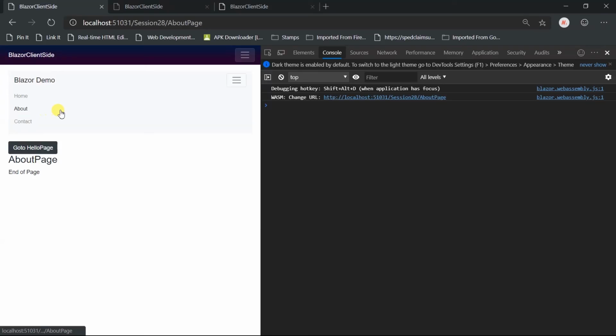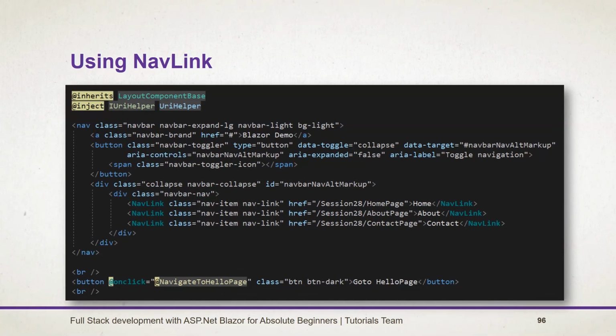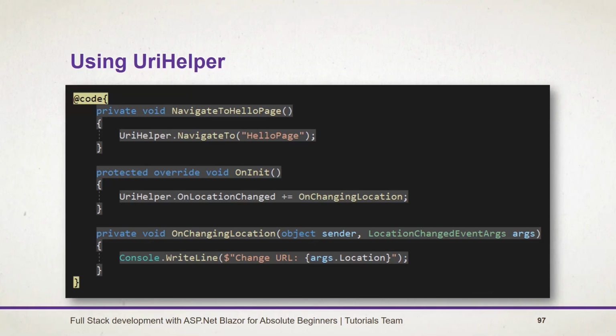Let's see what we have learned in this session. Navlink can be used to generate hyperlinks. It will internally generate an anchor tag. We can update match and active class from parameters. Here we have injected URI helper. Using the NavigateTo method, we can redirect the user to a different component. Using OnLocationChanged, we can listen for location changes in the application.